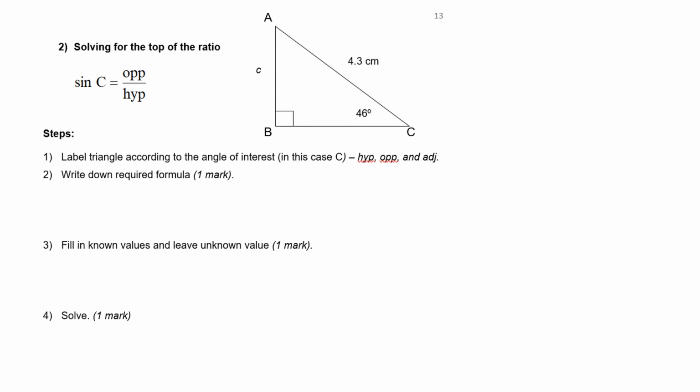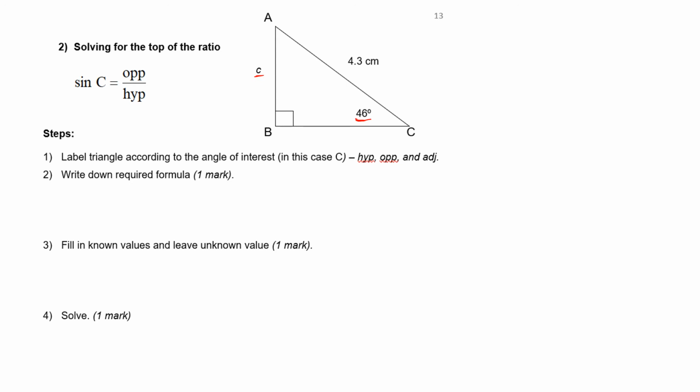Okay, hopefully you did those okay. Now, we have a very similar question here, except we know what the angle is, and we want to know what the side is. So we have the same formula: sine theta equals opposite over hypotenuse. It's always going to be opposite over hypotenuse.